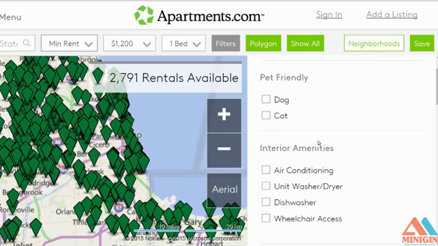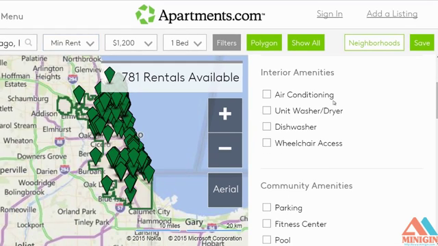In our filters here, we can choose a place that is pet friendly. This is if you have a dog or a cat, which are pets, and you want them to live in the apartment with you. You need to find a place which is pet friendly. They allow pets in the apartment.